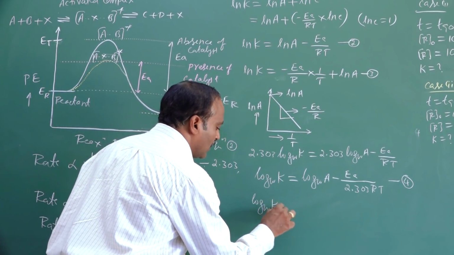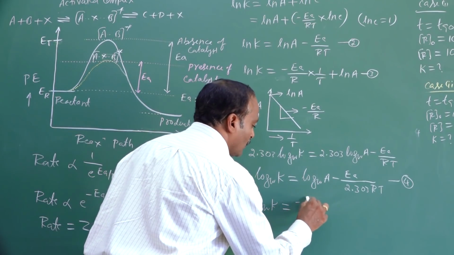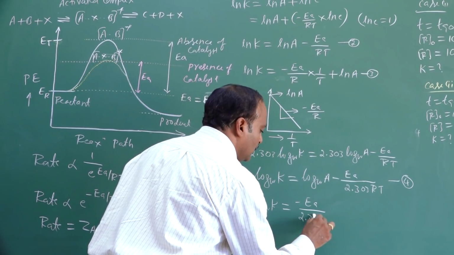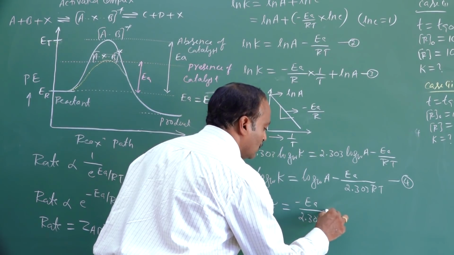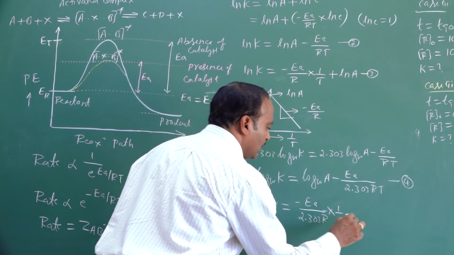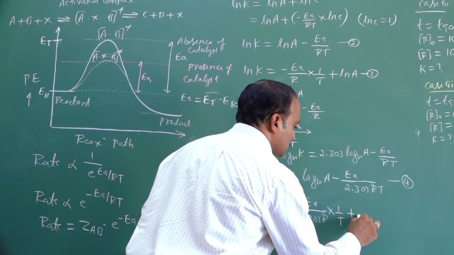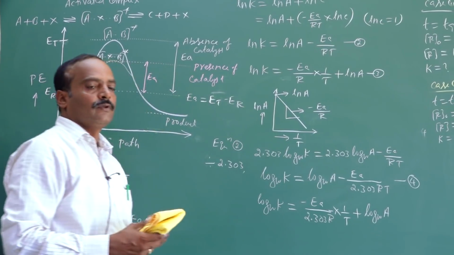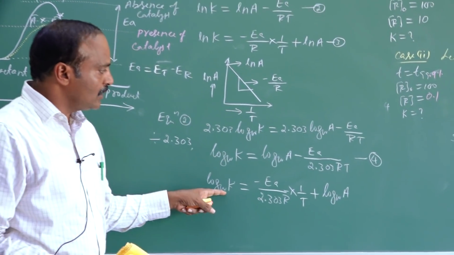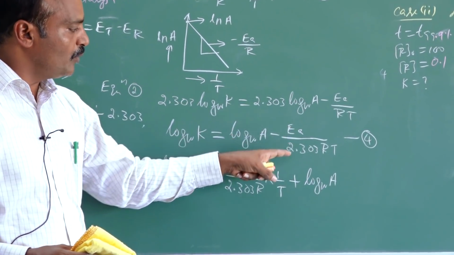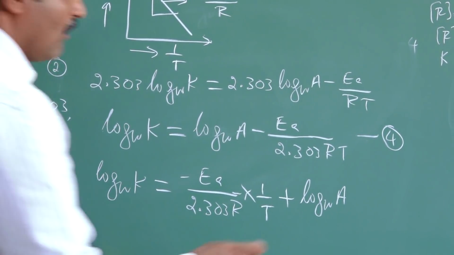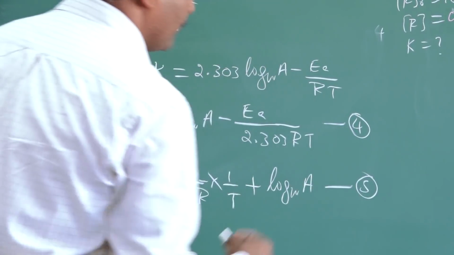Log base 10 K is equal to minus A divided by 2.303 R into 1 by T plus log base 10 A. We call it equation number 5.